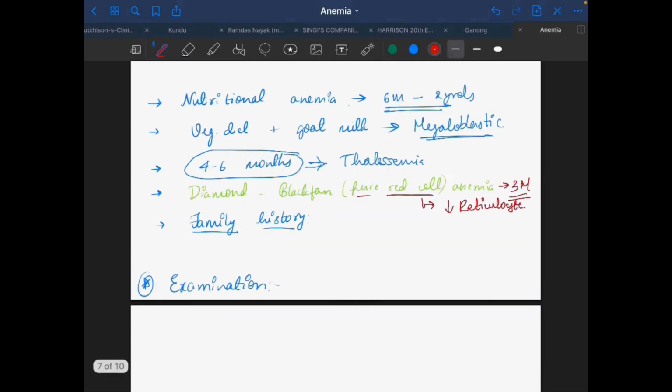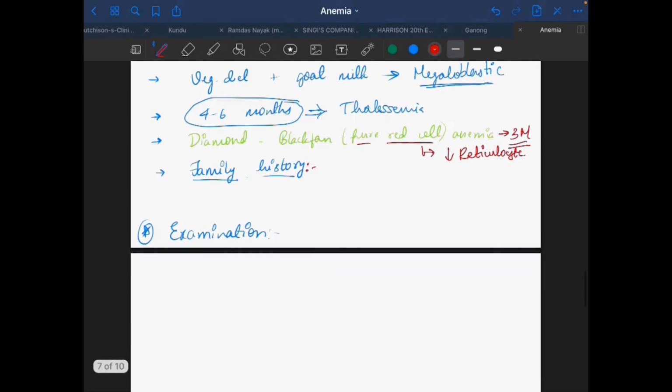We should also ask about the family history of any genetic disorders like hemolytic anemias or G6PD deficiencies, or jaundice in a previous newborn child. Then we have to do a proper examination. Examination findings for anemia we will discuss in subsequent classes, where we will discuss each anemia separately. There might be signs of splenomegaly, lymphadenopathy, hepatosplenomegaly. We should find these findings, and based on them we can come to a conclusion.